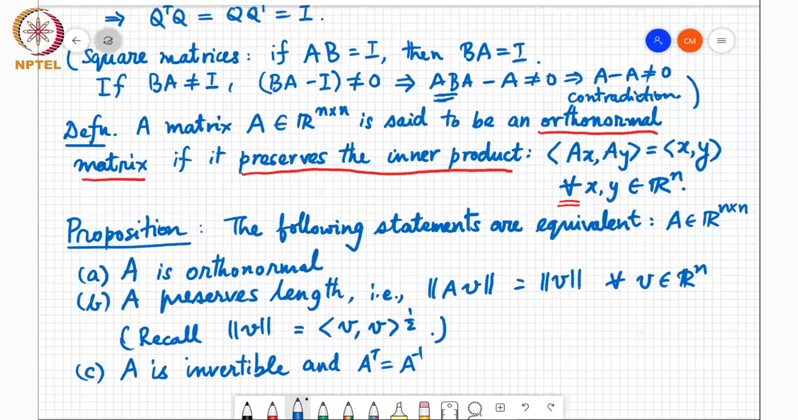Just to be clear, I want to call it an orthonormal matrix in this course, and it's a matrix whose columns are unit norm and are orthogonal to each other. Sure, sir. These are two equivalent definitions, but for the purposes of showing this proposition, I will go with this definition, meaning that it's an orthonormal matrix if it preserves the inner product.